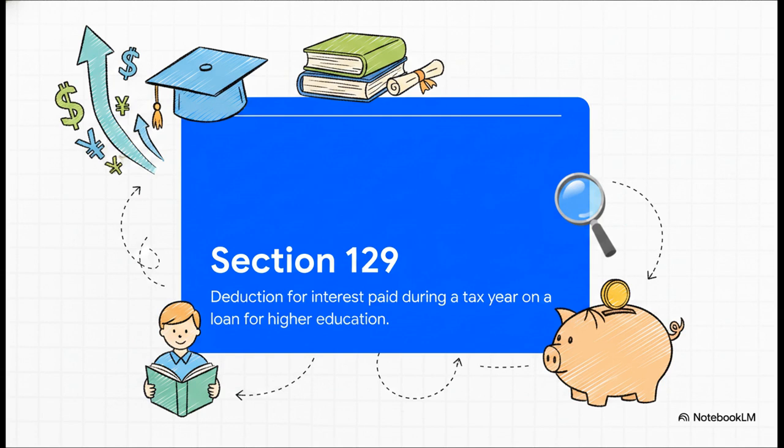The primary objective here is simple but powerful: to ease the massive financial burden of pursuing higher studies. The government is essentially encouraging education by providing a clear tax incentive on the cost of borrowing. And here's the best part. Notably, there is absolutely no monetary cap on the interest amount you can claim.